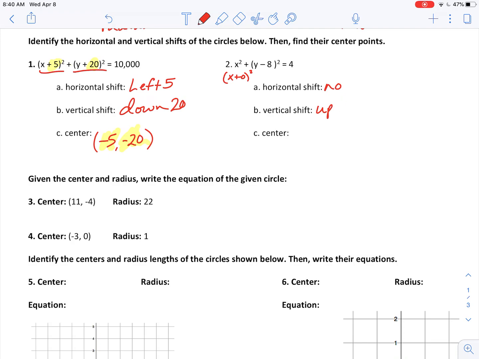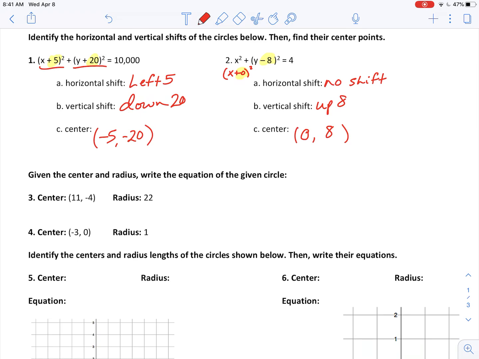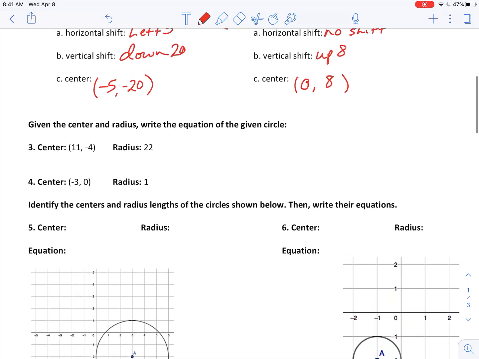All right, same thing here. Well, this is just x, so there's no horizontal shift. That's like x plus 0 squared. Vertical shift, it's minus 8, so that must be up 8. So then what's my center? Well, again, we're going to look at these two numbers, and we're going to take the opposite signs. So 0, opposite of 0 is 0. Opposite of negative 8 is positive 8.